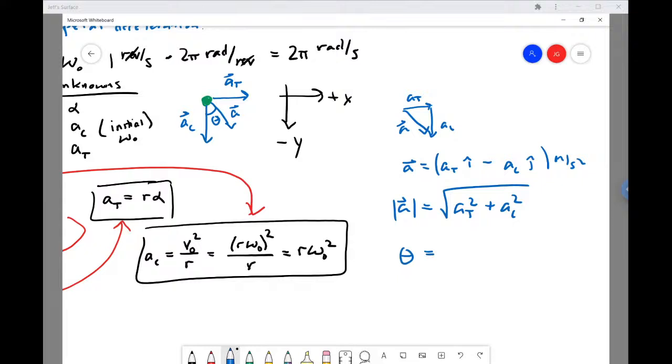Let's see. Well, let me draw this a different way so my angle matches up. So you have A sub c, added to it A sub t. So tip to tail you have something like that. And now my picture matches my angle in these two places. So the tangent of that angle is AT over AC. So the inverse tangent of that ratio is going to equal theta, the angle.